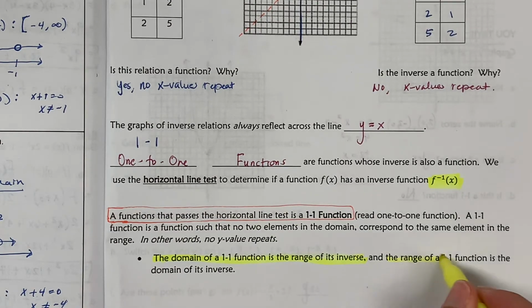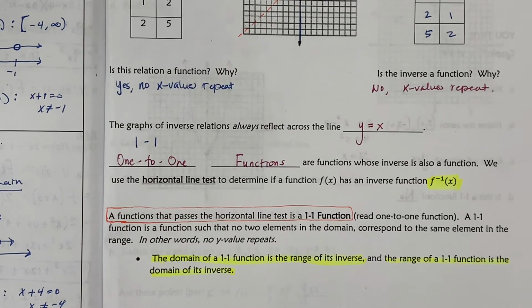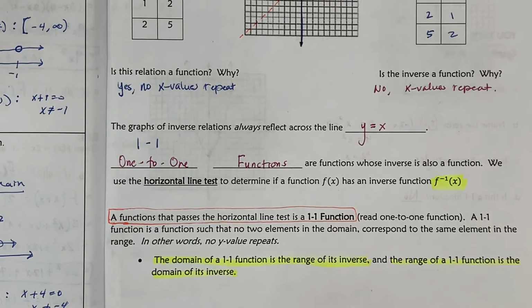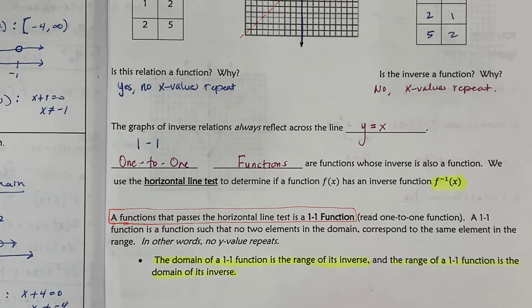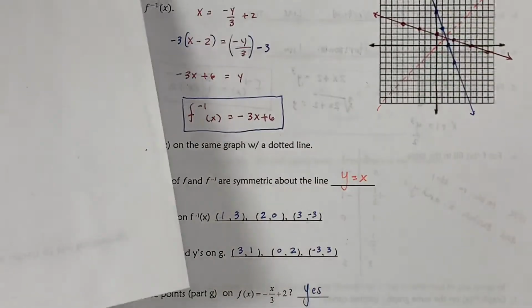Similar, the range of a one-to-one function is the domain of its inverse. Now we're going to turn the page and look at two examples to determine, using the vertical line test and the horizontal line test, first if we have a function, and then second if we have a one-to-one function. Okay. Go ahead and turn the page.